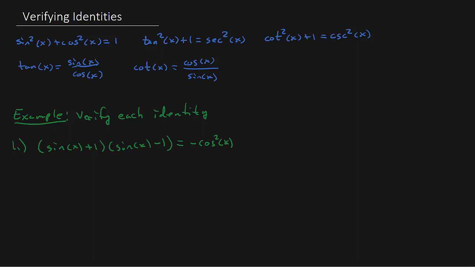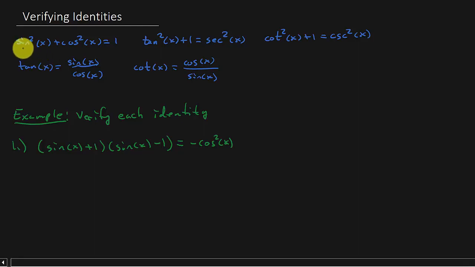In this video, we're going to look at verifying identities. Before we get started, let's look at some basic identities. The first identities we have here are the Pythagorean identities: sine squared plus cosine squared is 1, tangent squared plus 1 is secant squared, and cotangent squared plus 1 is cosecant squared. We'll have to use these when they're solved for different terms.